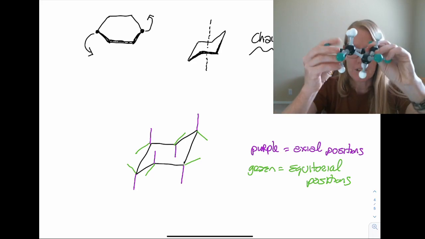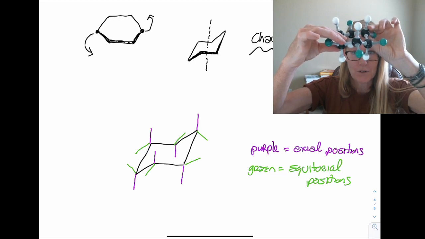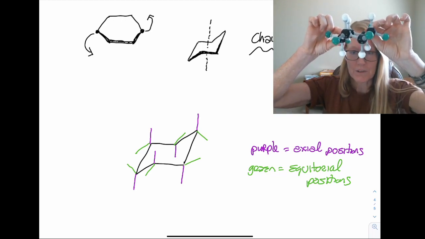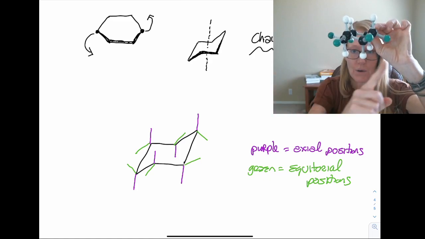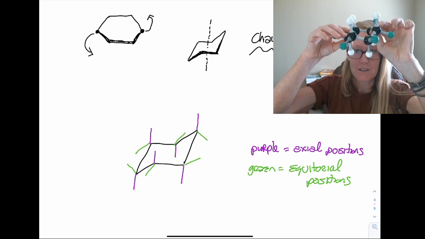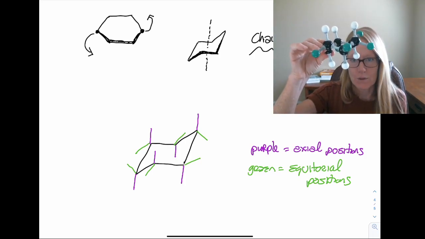If you just focus on the white ones right now, the white ones are pretty much straight up and straight down, and every other carbon they're alternating. And then the green ones are slanted, they all kind of go out to the middle, but then they're sloped a little bit, right? This one's sloped up a little bit, this one's sloped down a little bit. So my axial and equatorial positions.